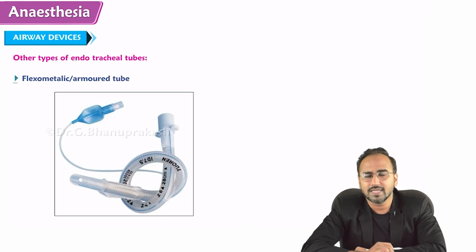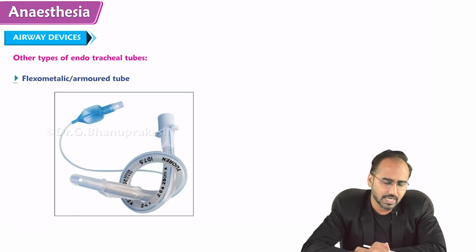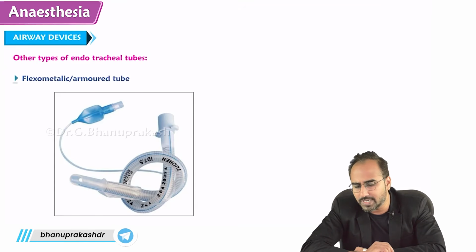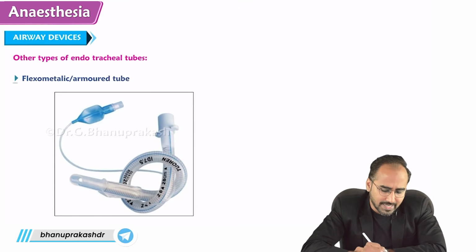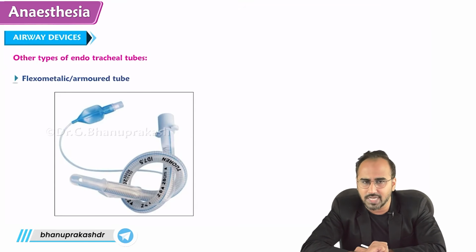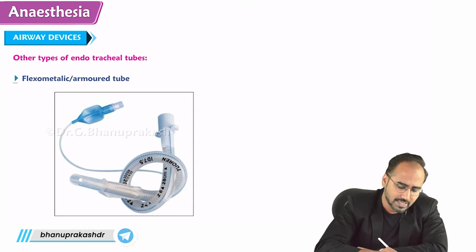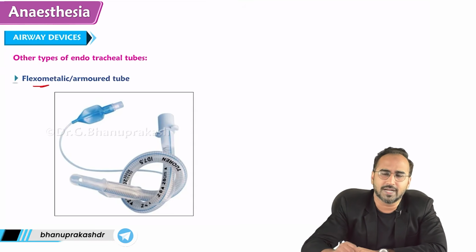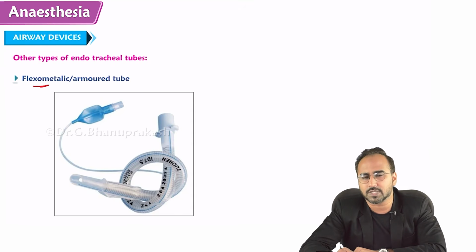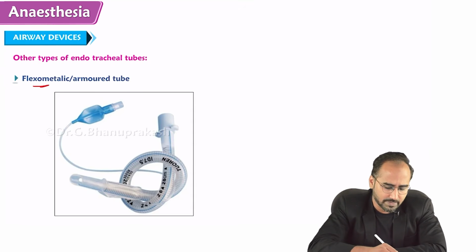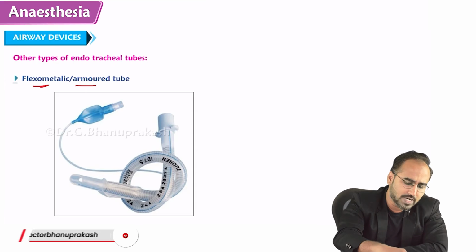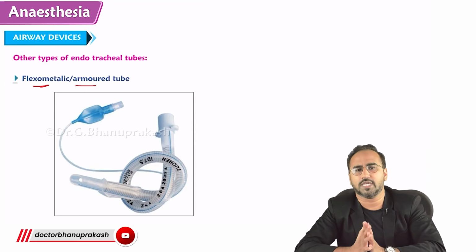This is regarding capnography. Now coming to the other types of endotracheal tube. The endotracheal tube that you see on your screen, what tube is it, guys? This is called a flexometallic or armored tube. But before going towards it, again I'll give you a case.